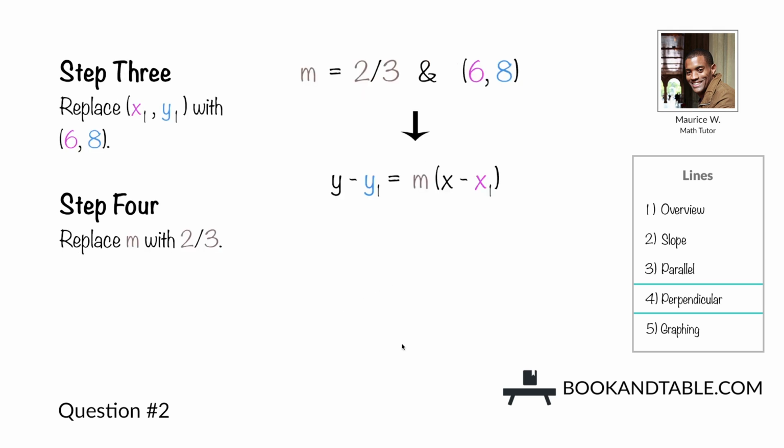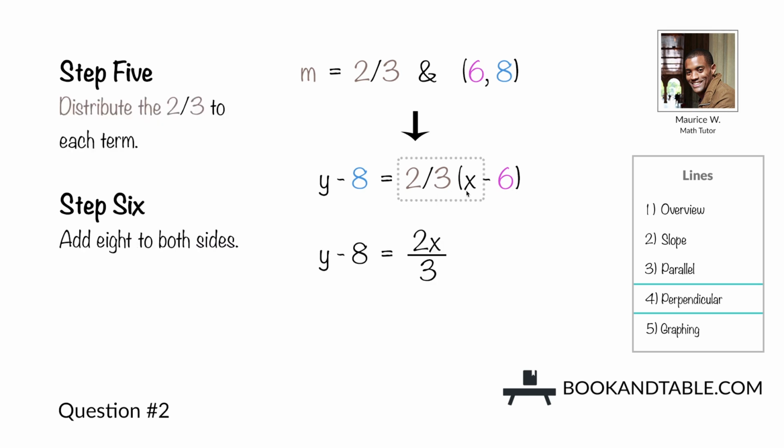We combine that with the point on the line 6, 8. So step 3, replace x1 with 6 and replace y1 with 8. In step 4, replace m with 2/3. Now we have the information we need to figure out the equation of the line that we are looking for. So step 5, distribute this 2/3 to each of these terms.